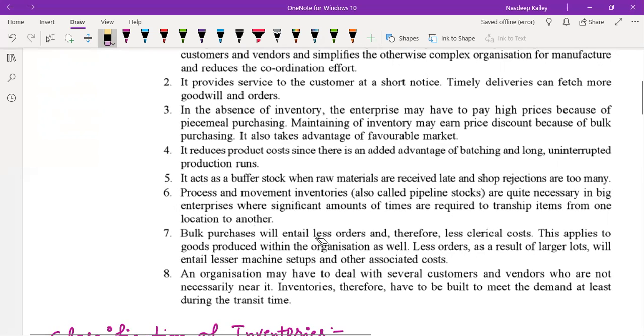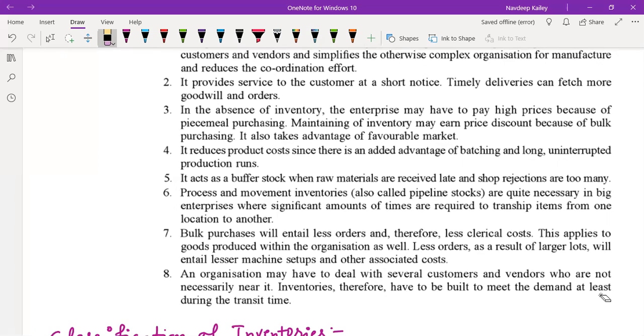Bulk purchases will entail fewer orders and therefore less clerical costs. This applies to goods produced within the organization as well. Fewer orders as a result of larger lots will entail fewer machine setups and other associated costs. The next point is an organization may have to deal with several customers and vendors who are not necessarily near it. Inventories therefore have to be built to meet the demand at least during the transit time. These are the main points. That is why maintaining an inventory is necessary.